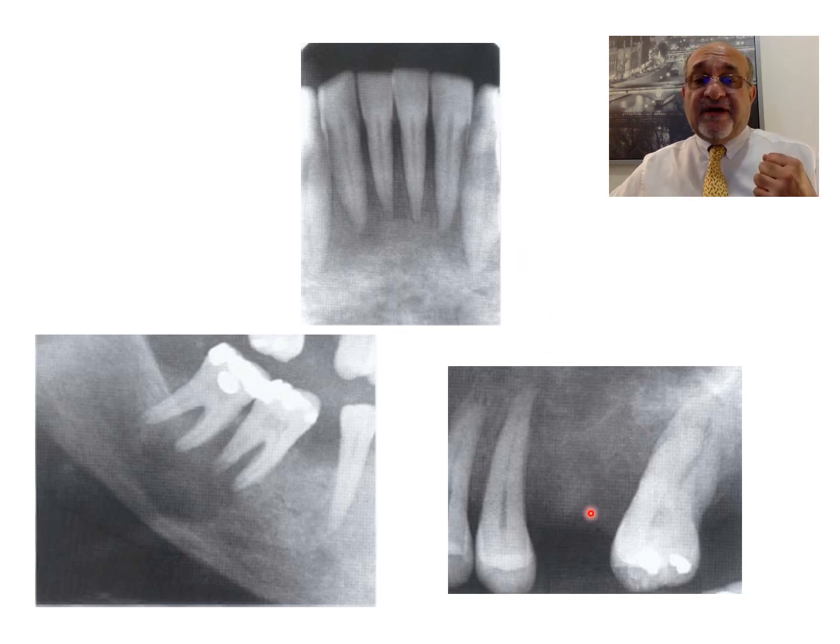Another case over here, see the typical ground glass appearance due to the change in the trabecular pattern, and the typical absence of the lamina dura. And see the floor of the maxillary sinus, how thin it is. So it's almost lost. All this is because the bone does not have the same radio density as it should have.